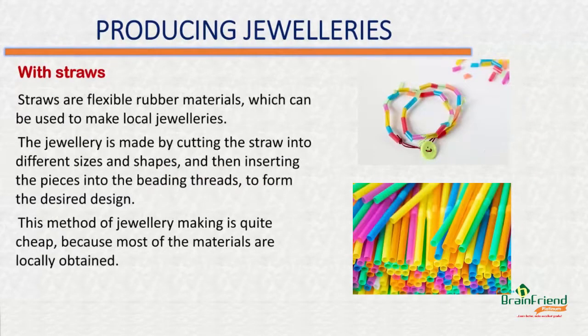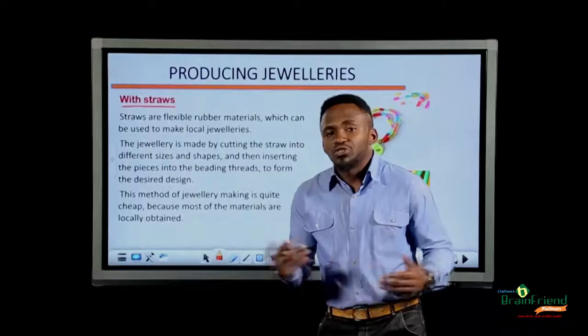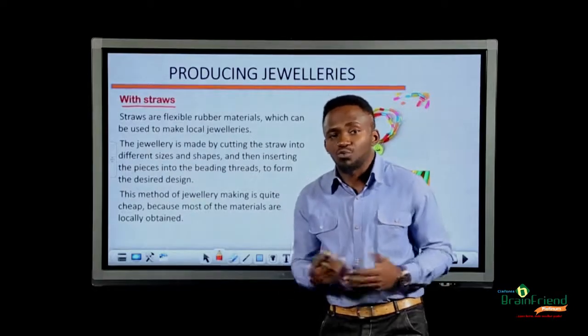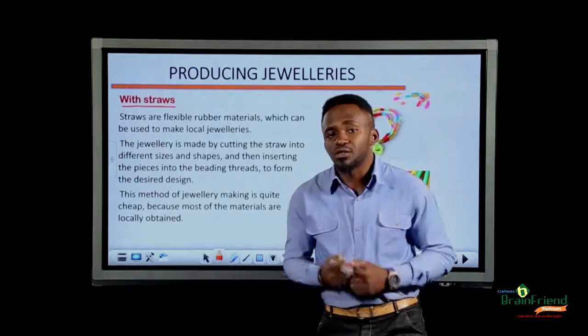Next, we have producing jewelries with straws. I believe you've seen a straw before. Well, if you've not, this is an example of what a straw looks like. Straws are flexible rubber materials which can be used to produce jewelries locally.